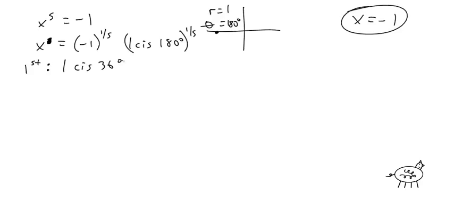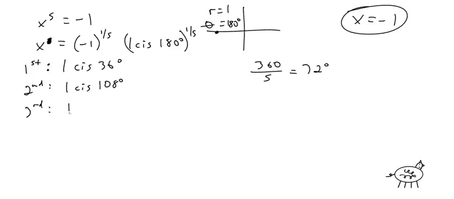That's my first answer. The second one, I'm going to be adding, because there are 5 answers, 360 over 5, and that's 72 degrees. So my second answer is 1 cis, and I add 72 to that, and I get 108. And my third answer is going to be 1 cis, I add 72 to that, I get 180.